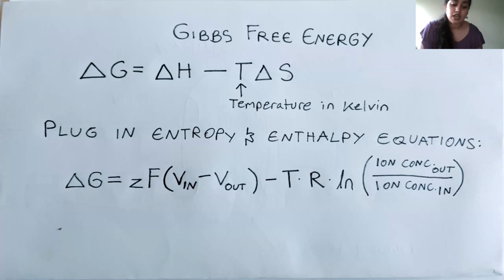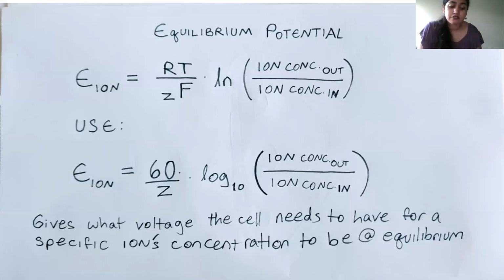Set the voltage outside the cell to be 0 as well, and then restructure the equation to solve for the voltage inside, which we will call the equilibrium potential of the ion, or E sub ion. This gives us the first equation on this slide, where we solve for what the voltage needs to be inside the cell.